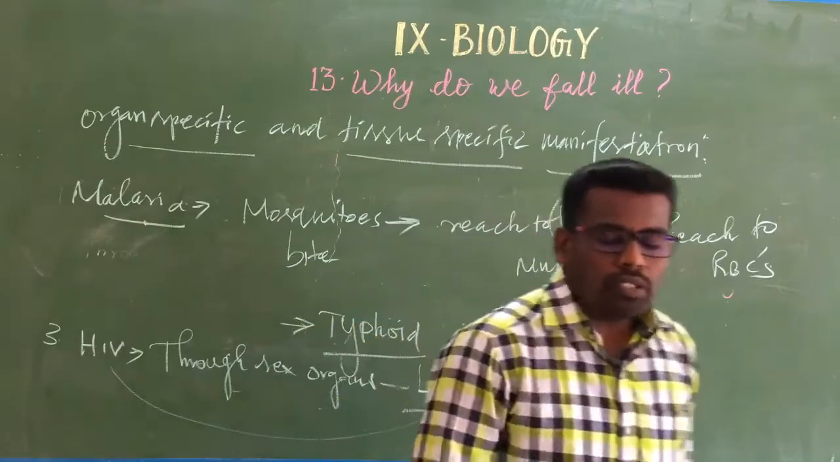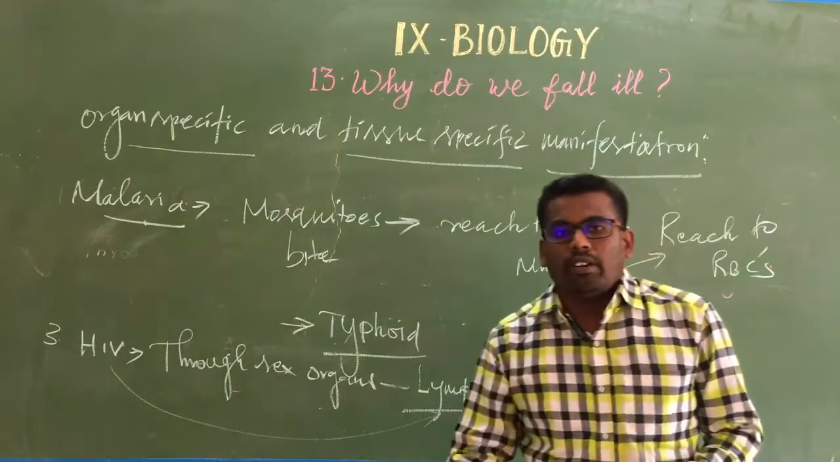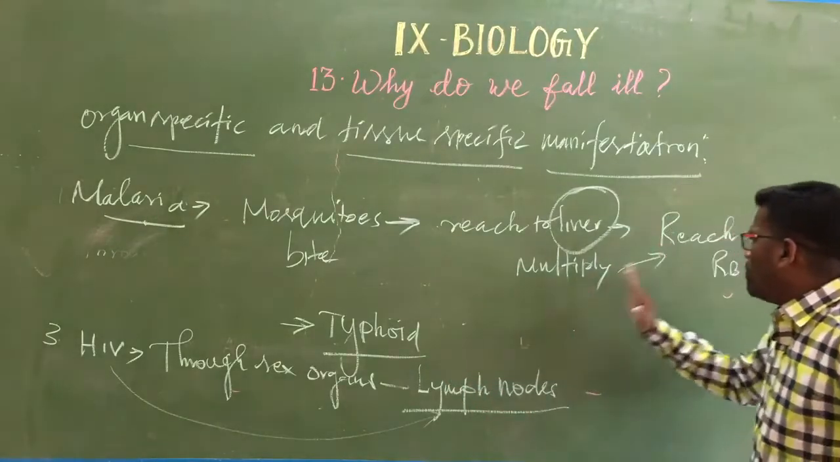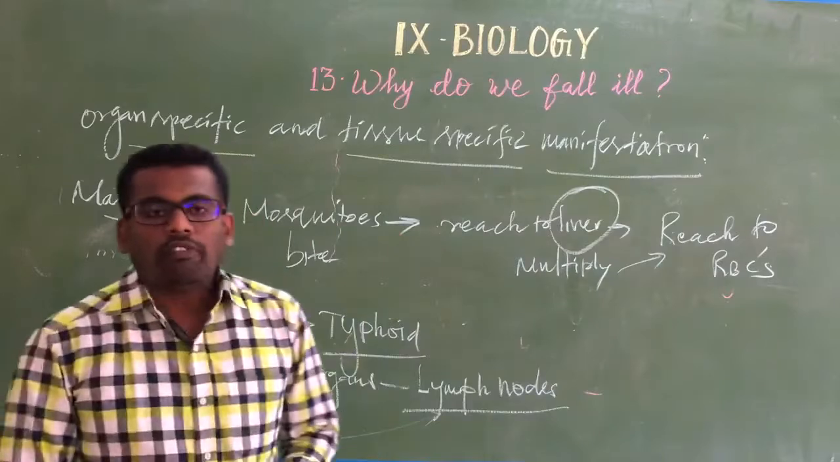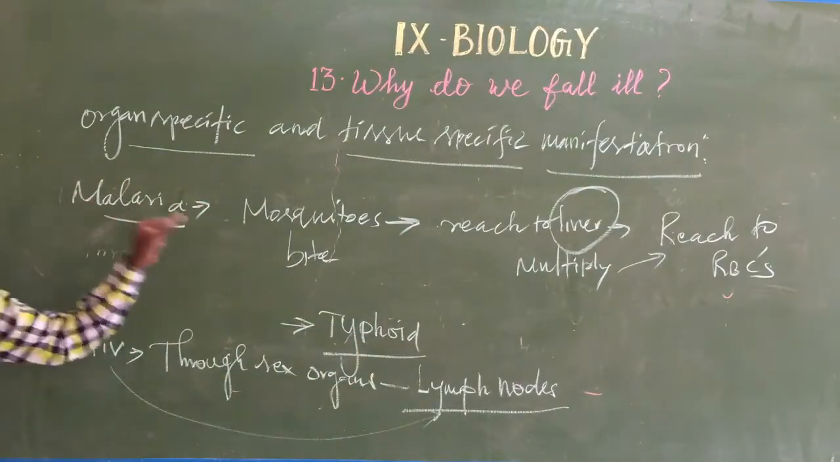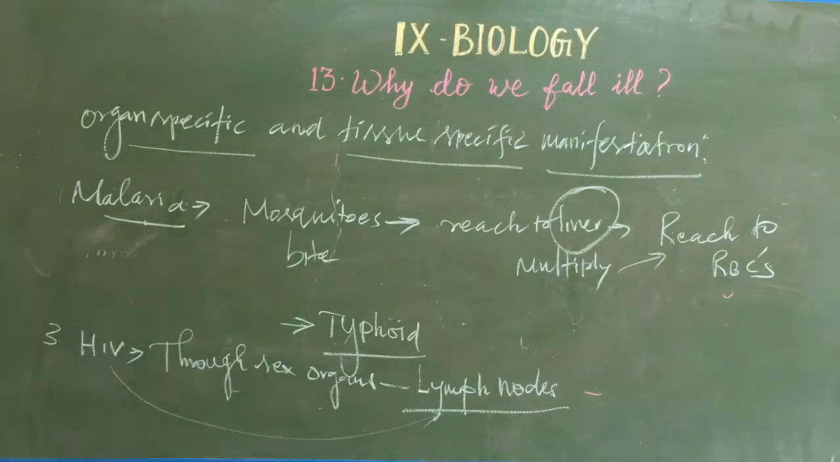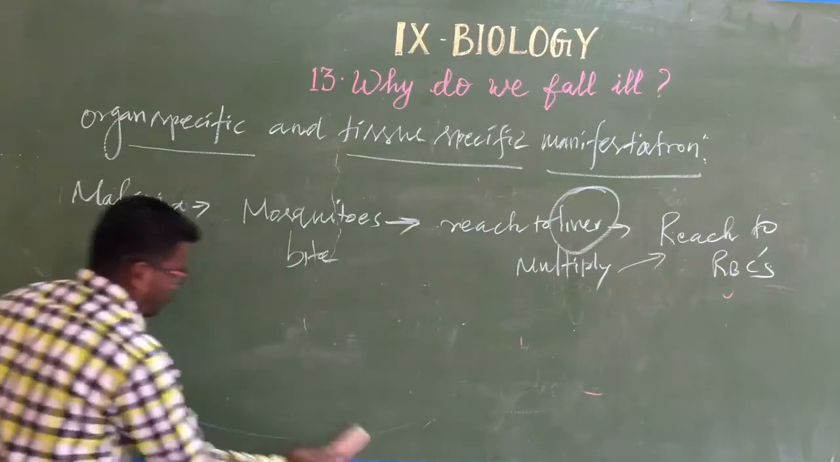What are the functions of RBC? It carries oxygen, it carries carbon dioxide, it carries nutrients. Okay, so those functions will not occur properly. So the malaria causing agents are transmitted by the mosquito bite. Another one is Japanese encephalitis.